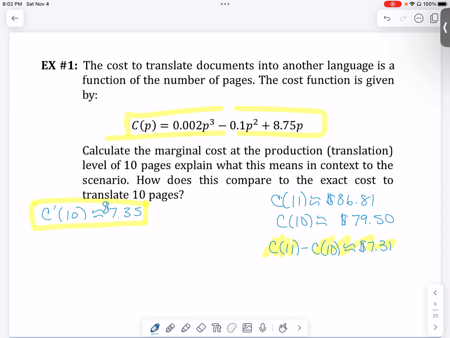And so in this instructions, it said explain what it means in the context of this problem. So C prime of 10 represents the additional cost at the margin to translate one more page, that 11th page. So C prime of 10 is the rate the cost function is changing at 10 pages. C of 10 is an exact cost, right? C prime of 10 is the rate of the cost function changing at 10 pages versus C of 10 would be an exact cost.